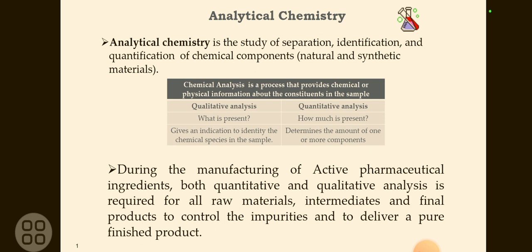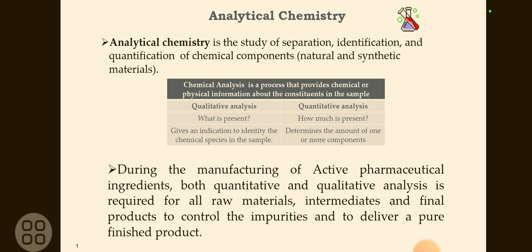Chemical components might be natural or synthetic materials. Basically, it is the study to identify the components exactly. So whenever you receive a material from the process lab or from outside your industry, to analyze that material we have to perform different types of techniques. By these techniques, we will estimate the quantity or quality, meaning whether the component we received is exactly what we are expecting or not.